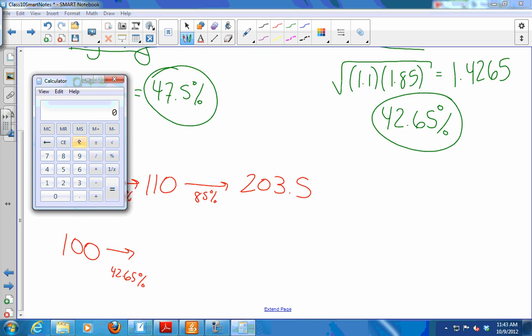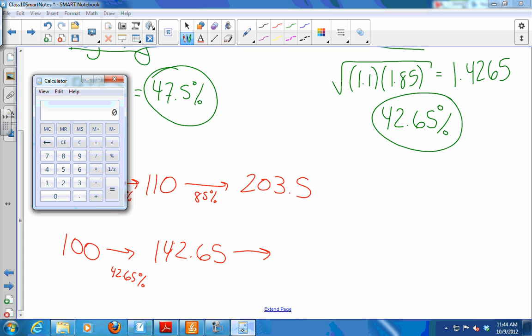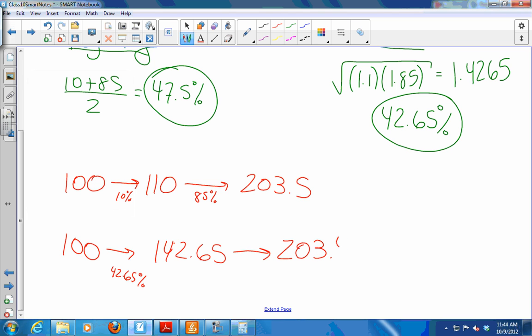We were just doing this so that I could show you why we use the square root. So this comes out to 142.65. And then I'm going to increase 142.65 by 42.65 again. And I get 203.49. Very close, right? So I can see that increasing by the geometric mean twice was equivalent to increasing by 10% once and 85% the second time.